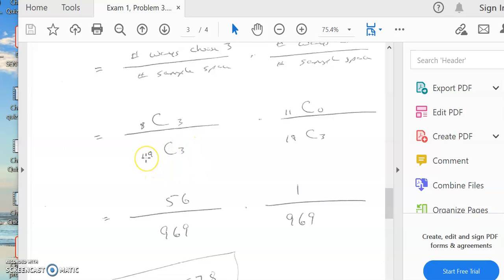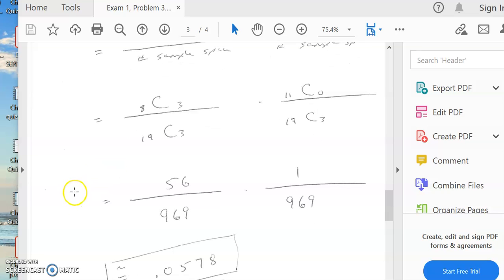It's 19 people, 19 human beings on that committee, and you're choosing 3 of them. So it's 19 choose 3. That's the sample space. That's the number of things that can happen in the sample space. So there's 19 choose 3 ways of choosing 3 people out of the committee, total, men and women. Okay, so that's the total sample space.